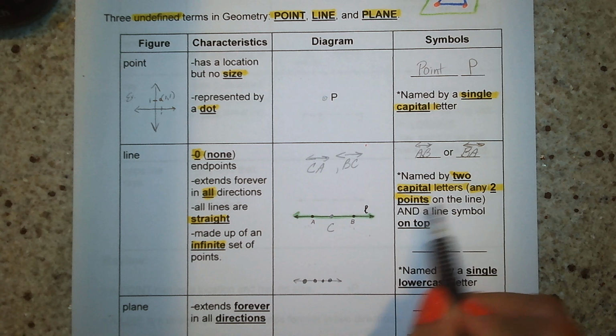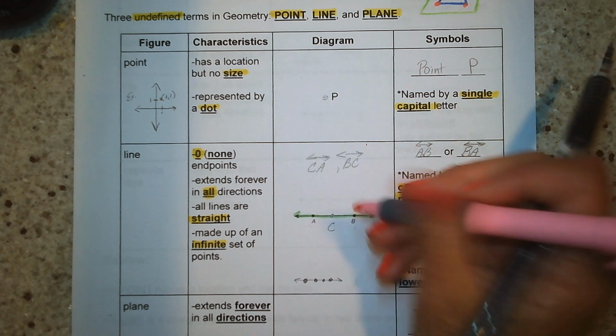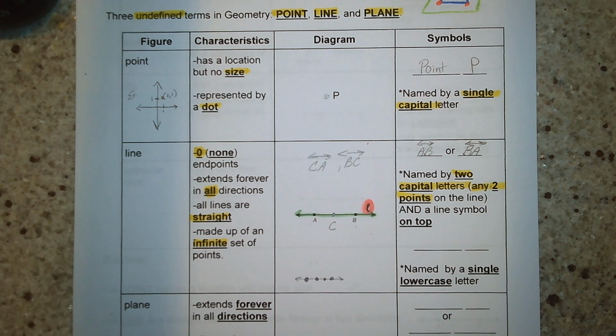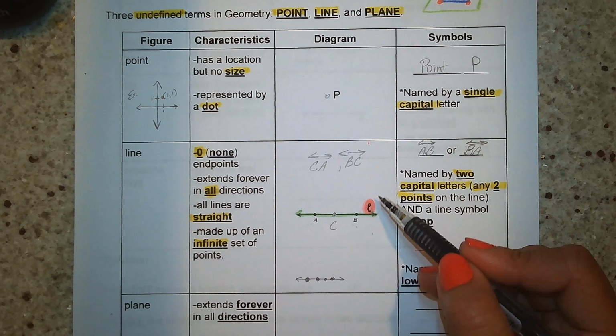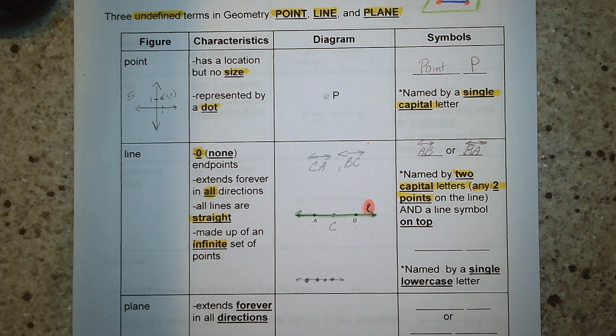Any 2 letters, any 2 points. Now, in this picture, you also see this weird symbol right here. This little weird symbol is actually a lowercase cursive L. All right, that is an alternate method. There's no dot under that. This is not a point. It's an alternate method to name lines.